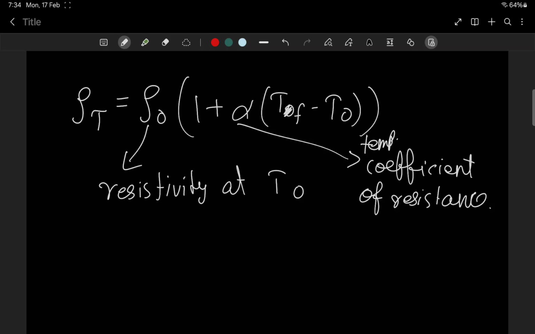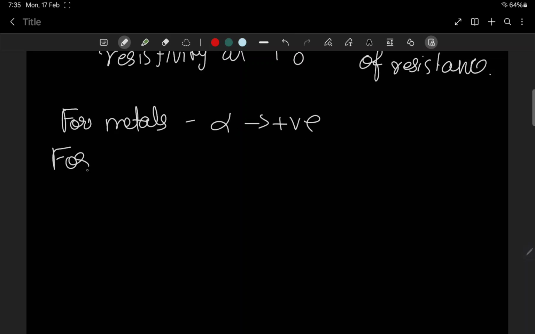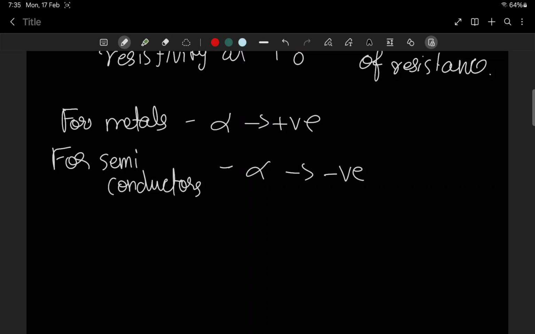Now this part is very important. For metals, this temperature coefficient alpha is positive. For semiconductors it is negative. That means for semiconductors, as temperature increases, resistivity decreases. So in devices where high temperature and high current are used, we specially use semiconductors because resistivity decreases.